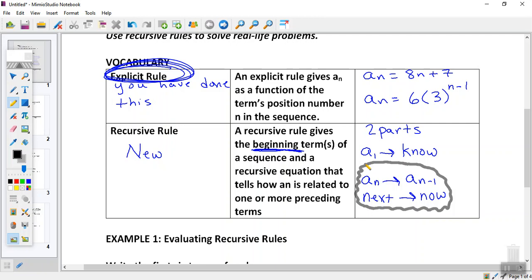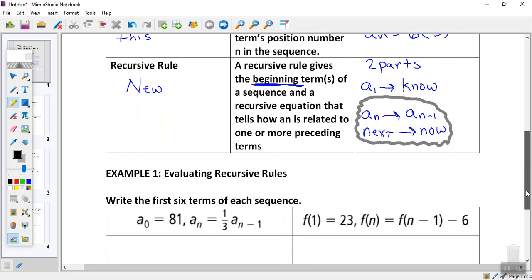Okay? So recursive rules are going to have how many parts? 2. Okay. And the 2 parts are going to be, first of all, they got to start. They're going to give you the first term. This is what you know. Then you got to write some rule that gives you the next term based on what you have right now.